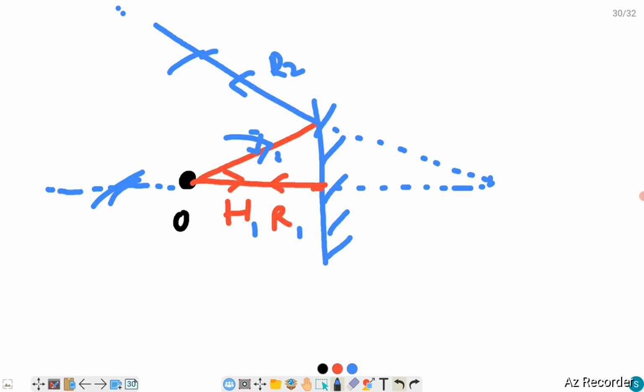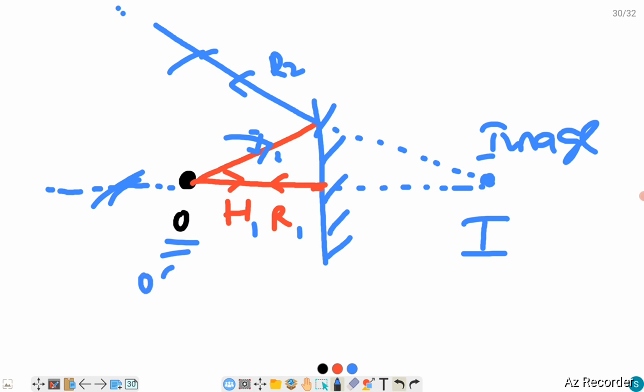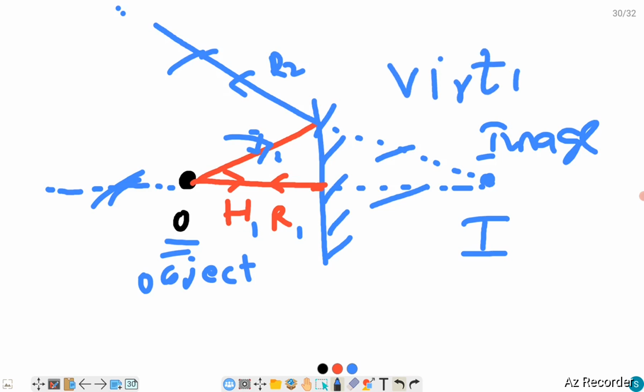After extension, they are meeting here. Now, as they are meeting here, what happens? Image will be formed. This is the image formed of this point object. This is the object O I have taken. This image is formed due to the extension of reflected rays. That's why this image is called virtual image. Really they don't meet. That's why we have extended behind the mirror and we are calling it a virtual image.